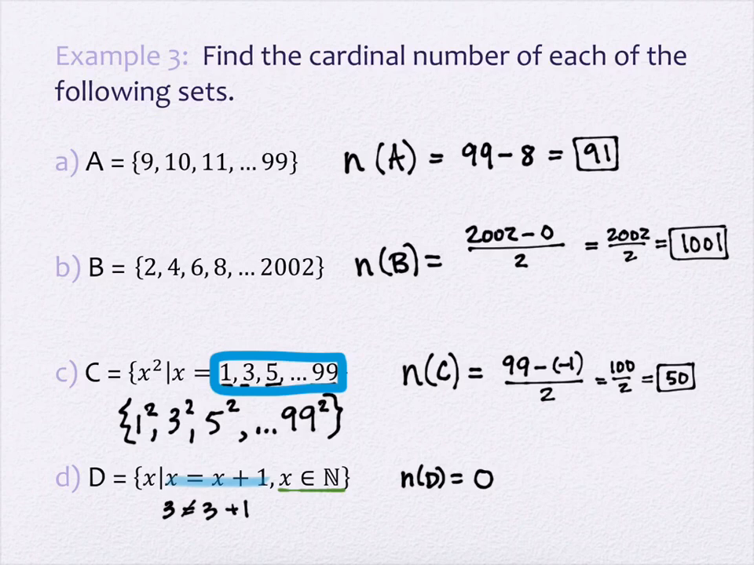This is actually counting. So all of these answers need to be a number. I have 91, I have 1001, I have 50, and I have 0. If I were to rewrite this set in a different way, the set D is actually equal to the empty set. Right? That's what the set is. It is the empty set. But how many items are in the empty set? 0. So the answer to this question of how many is 0.